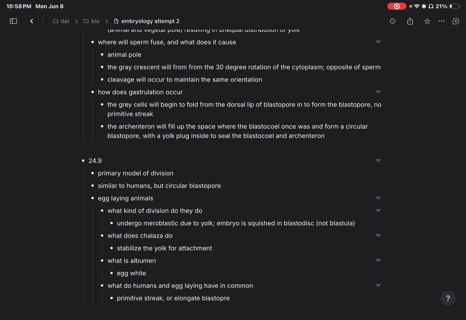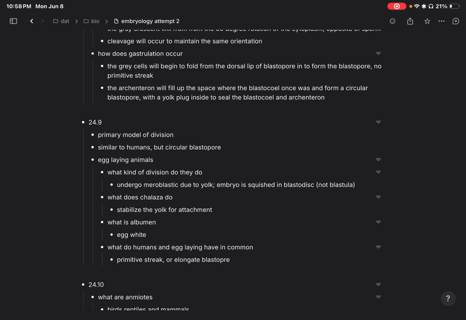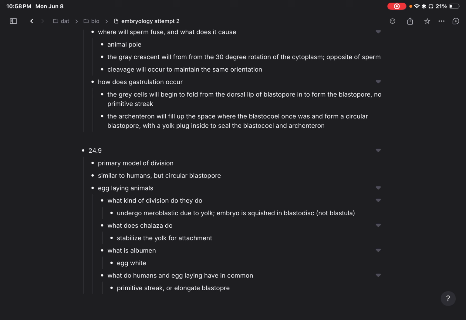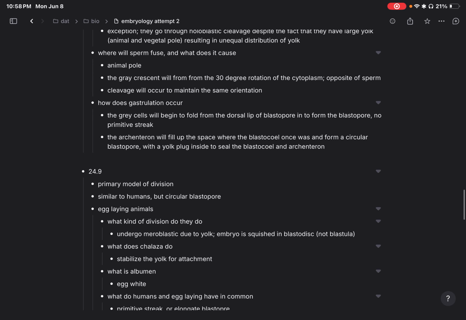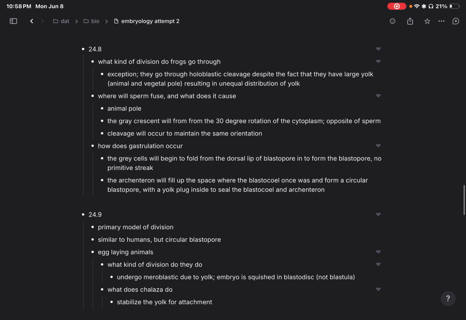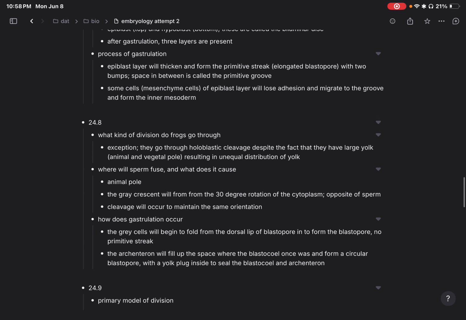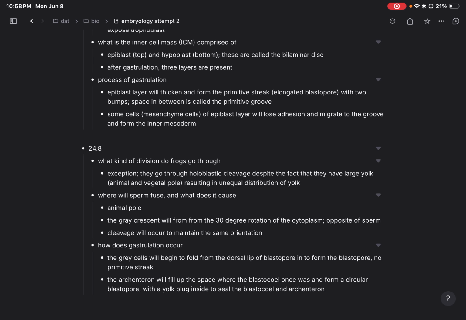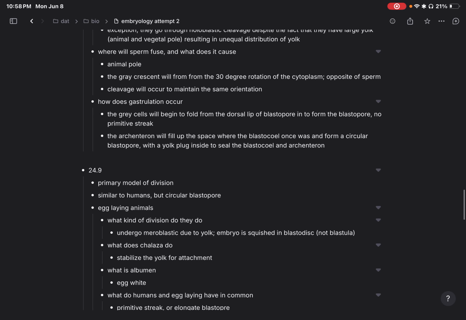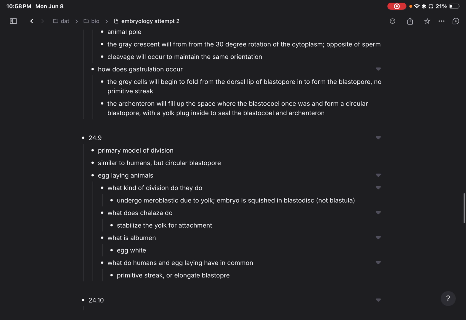Okay, so now we're talking about sea urchins. This is the primary model of division, not too complicated. The only difference is that instead of getting an elongated blastopore, the primitive groove, we're going to have a circular blastopore.